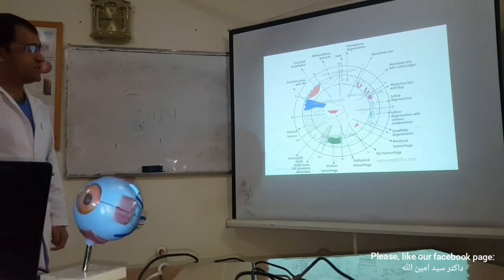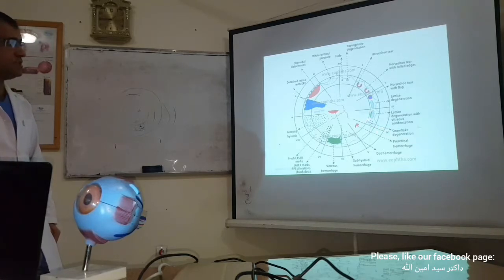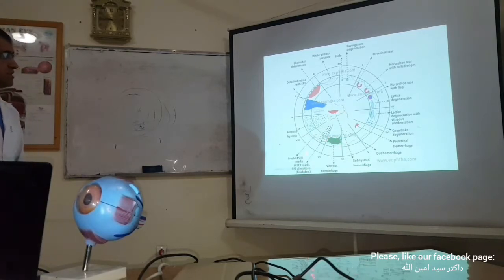Lattice degeneration we talked about. Lattice degeneration with vitreous condensation. If vitreous condensation is there, that's going to be in green. And snowflake degeneration, and also periretinal hemorrhage, Dutch hemorrhages we talked about, periretinal or subhyaloid hemorrhage, and vitreous hemorrhage is going to be in green, we say. Laser spots, if they are fresh, they are going to be in a yellow color. If they are old, black color, and also detached retina with subretinal fluid, that's going to be in blue color. And this is all we talked about.